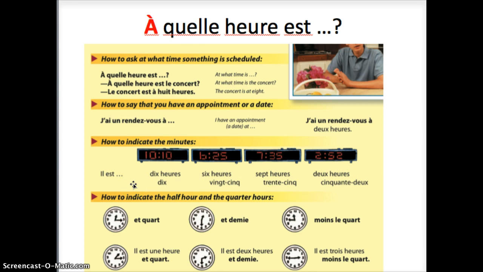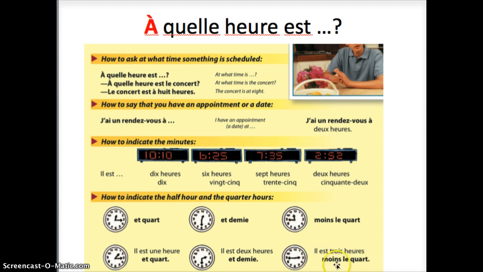Now, how to indicate the half hour and the quarter hours? Quarter past, et quart. Half past, et demi. Quarter to, moins le quart. And in French, we have to put the article here. Moins le quart. Okay? So, for example, here, quarter past 1, il est 1 heure et quart. Half past 2, il est 2 heures et demie. Quarter to 3, il est 3 heures moins le quart, okay?